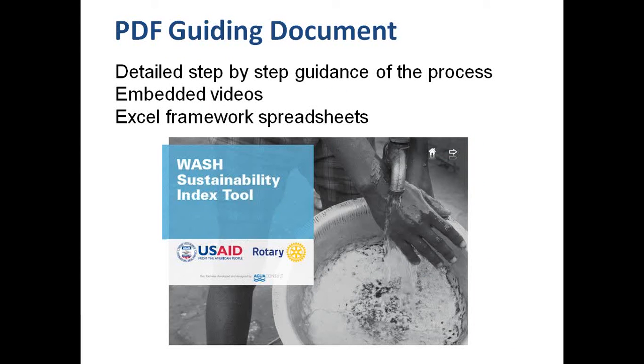So once you've copied that subfolder into a permanent location such as your desktop, you will open it up and you'll find a PDF document as well as another subfolder called Resources. If you open up the PDF document, you will find the step-by-step detailed guidance on the procedures of the WASH Sustainability Index tool, which also includes the embedded videos. Shown here is the introductory page, and this also includes the Excel frameworks, which I will talk about.